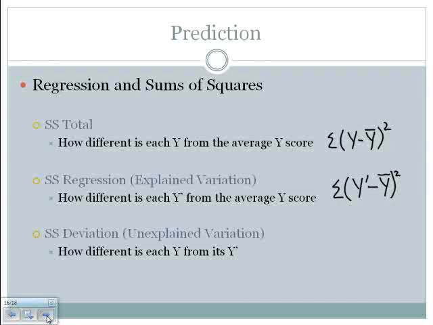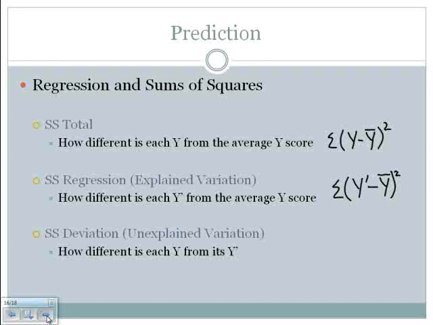By definition, if you want to write this down, SSR is the variation that we can account for because we know X. It is the variation in Y that is explained because we know X. So think back to R square. It's kind of like the overlap between X and Y, so it's considered explained variation. The variation that we can account for because we know X.